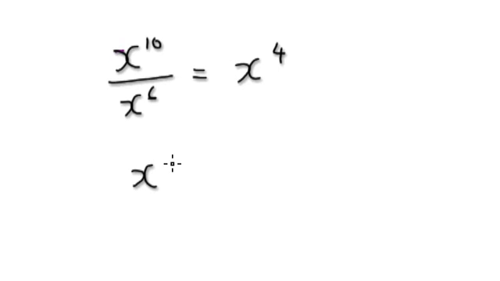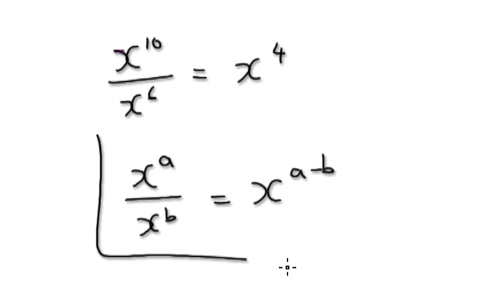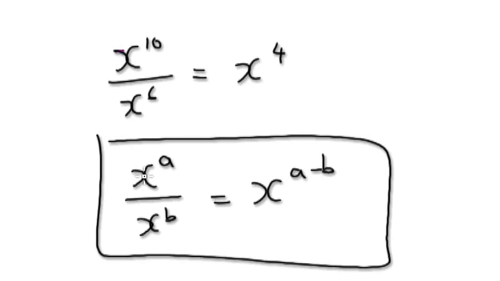And if you have x to the power of, let's say, a divided by x to the power of b, it equals x to the power of a minus b. Okay, so this would be your special formula here.